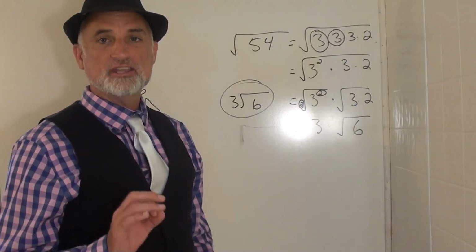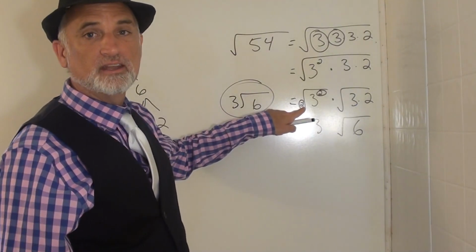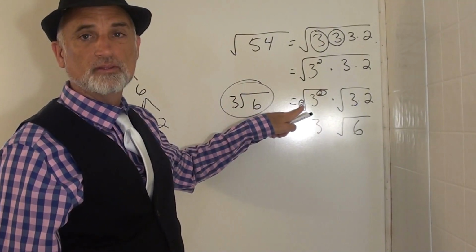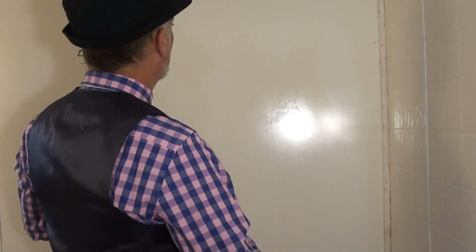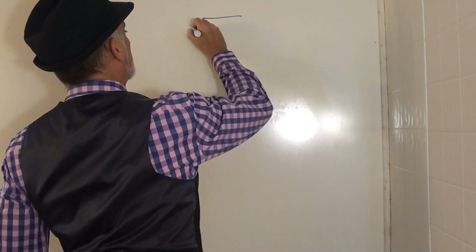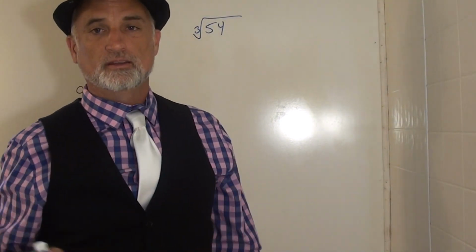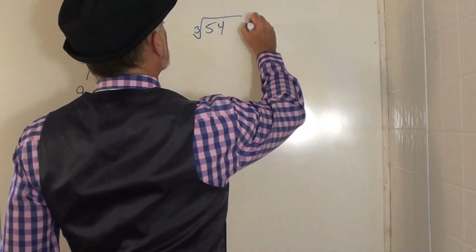Now let's change the index and see what happens. Remember, this is the index. This is a square, and if we were talking about cubes, a 3 would be there. So let's change it up a little bit. We did the square root of 54, but let's make it a cube root of 54. Now we still got our factor tree. That hasn't changed.